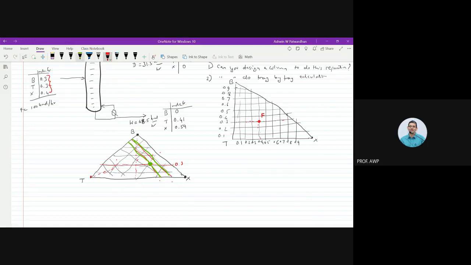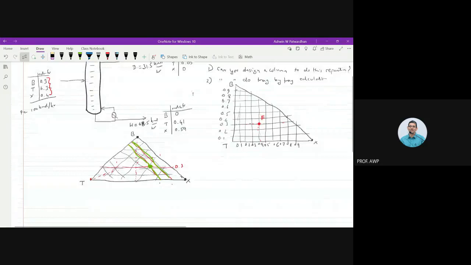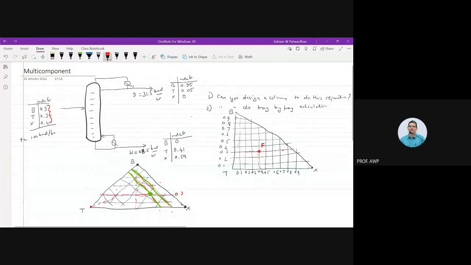Now, if you have to draw the topmost point, benzene equal to 0.95, xylene equal to 0, where would that top point be? Distillate. It will be on this BT line. Xylene equal to 0 means it will be somewhere on this edge of the triangle, and benzene equal to 0.95, that means here, this is our distillate. Do you agree with that?